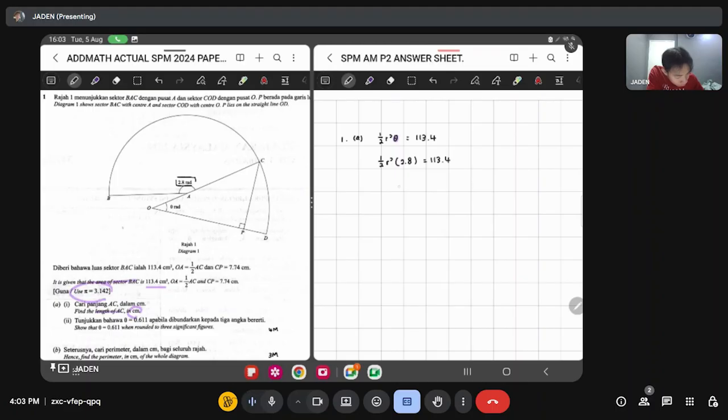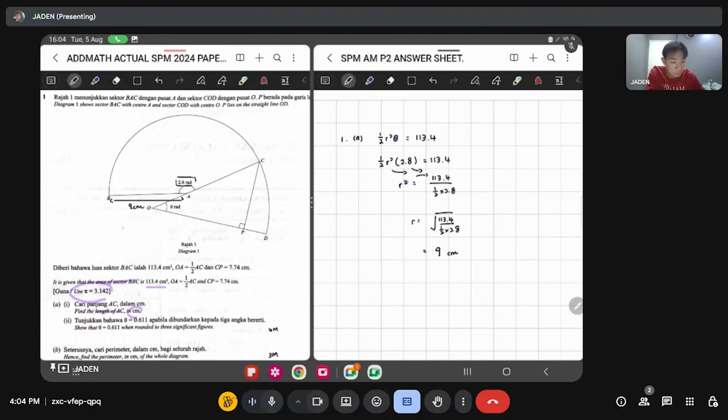Now your r squared is equal to, move this 2 to the right, 113.4 divided by 1/2 times 2.8. If you want to eliminate the square, you move it to the right, and you get r equal to the square root of 113.4 divided by 1/2 times 2.8. You are going to end up with an answer which is 9 cm. So that means your radius over here is actually 9 cm for the semicircle.